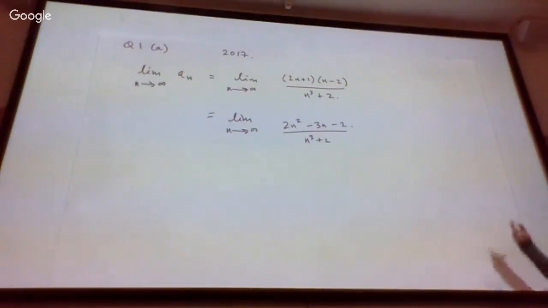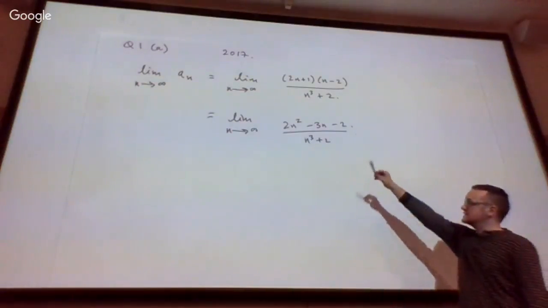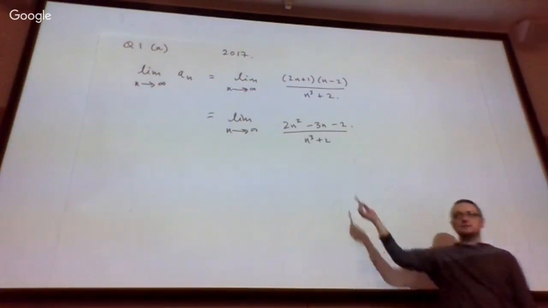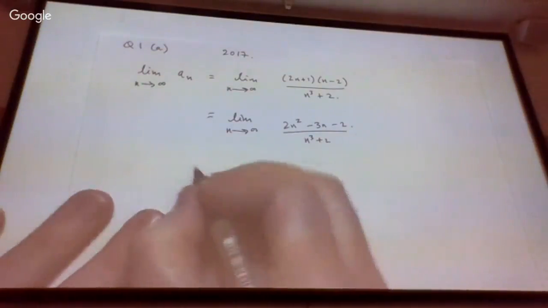We first might think of applying the quotient form, but of course you can't apply the quotient form and say that this limit is the limit of the top part divided by the limit of the second part, because neither the top nor the bottom have limits. They're both divergent.